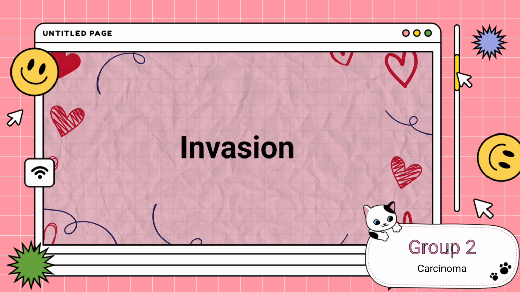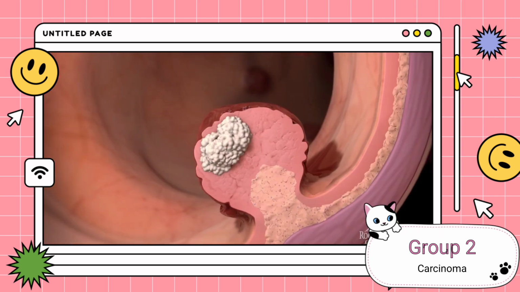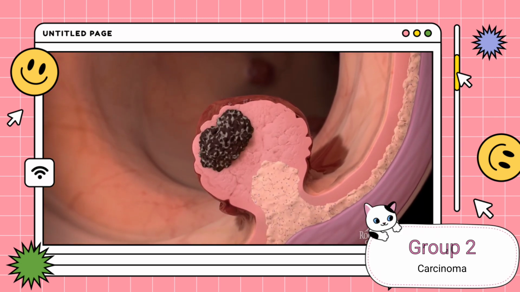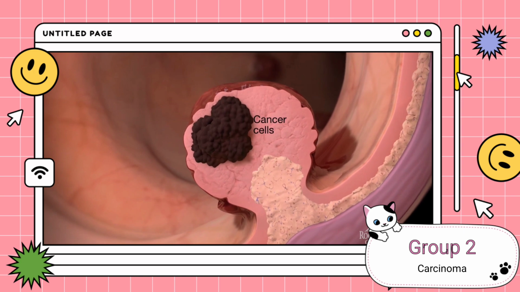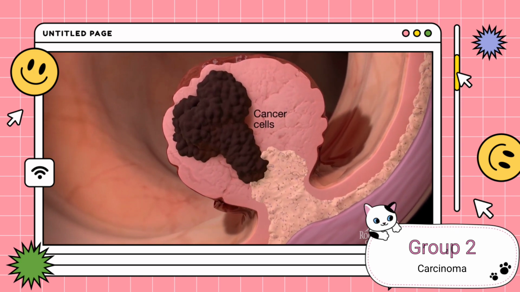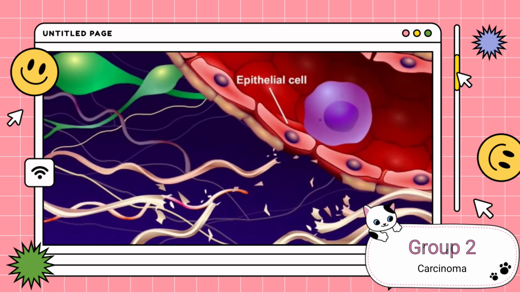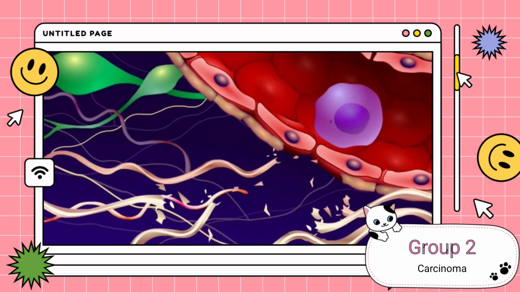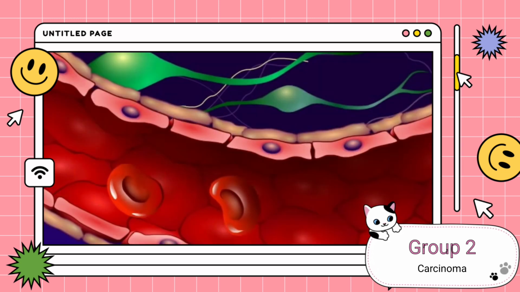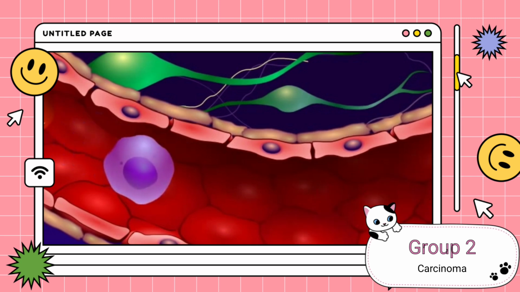Invasion. As the tumor grows, it can invade surrounding tissues. This process involves the breakdown of the extracellular matrix and loss of cell-cell adhesion. Metastasis. The spread of cancer cells from the primary tumor to distant sites in the body is a major cause of cancer-related death. This process involves intravasation, circulation, extravasation, and colonization.